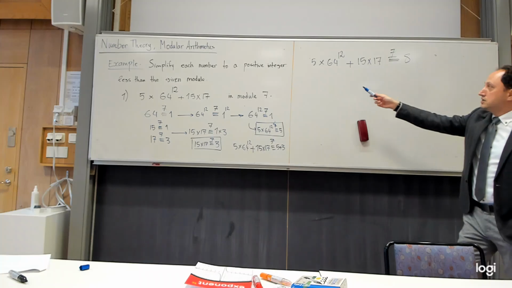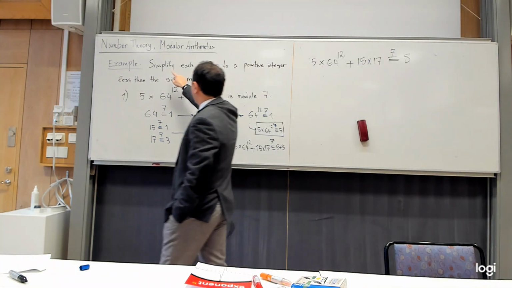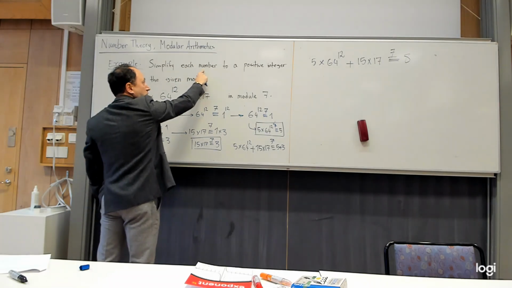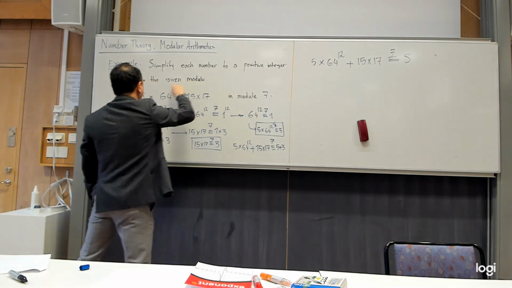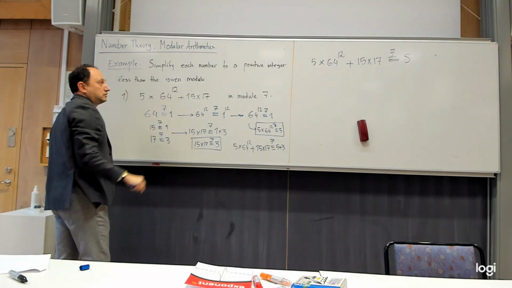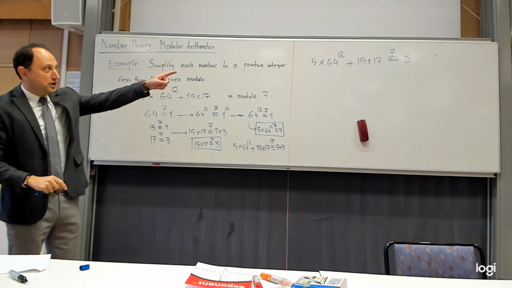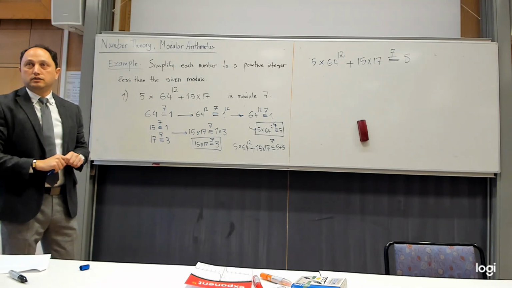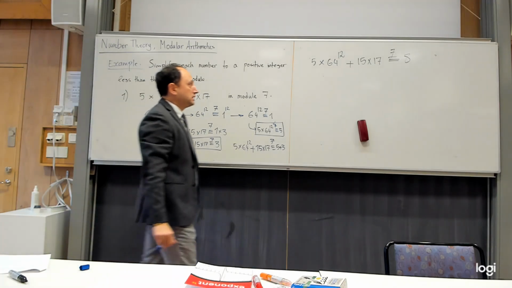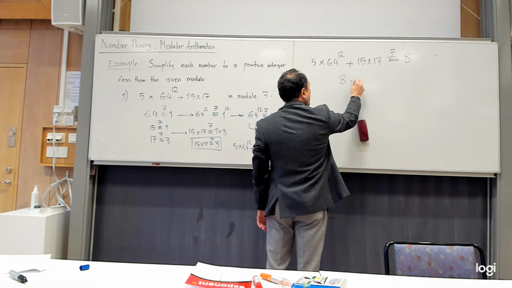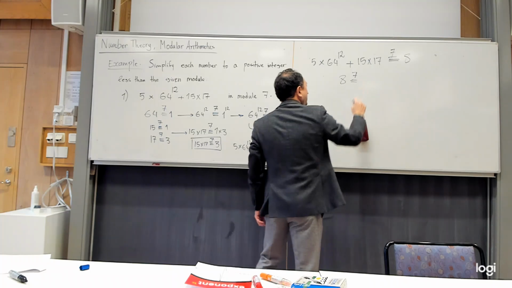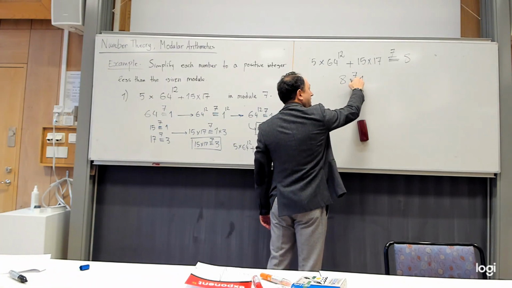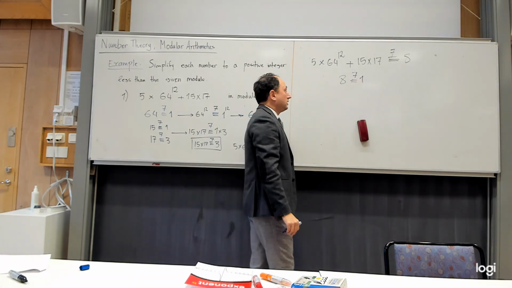But this is not acceptable in the problem because I have written simplify. There is a reason why I have mentioned this. Simplify each number to a positive integer less than the given module. So 8 is a positive integer, but it's still not smaller than the module. Okay, but what can I write for this? 8 itself is what? Can you tell me a good number here? 1. Yes? Because 8 minus 1 is 7. 7 is divisible by 7.